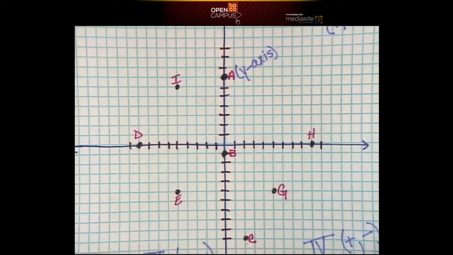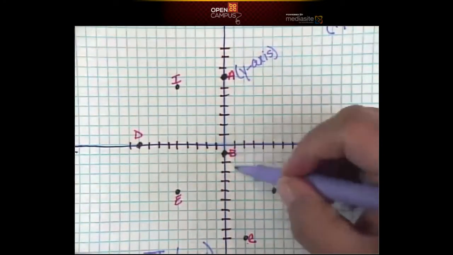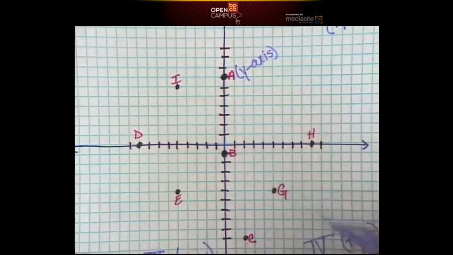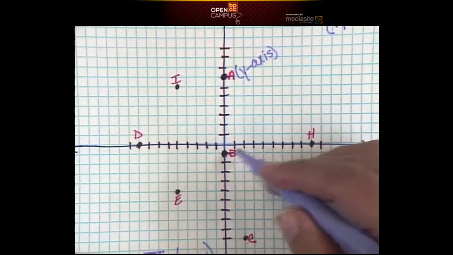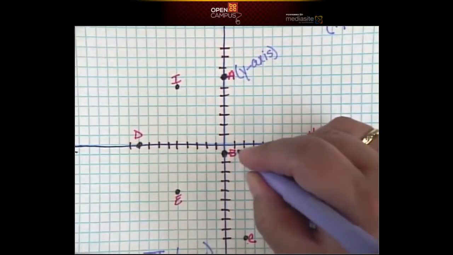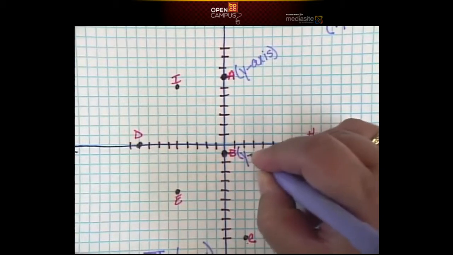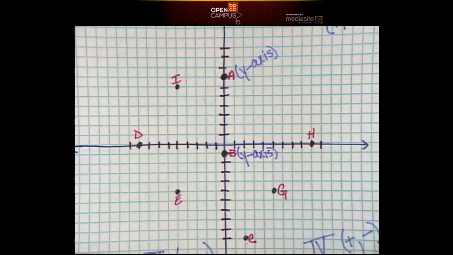All right, let's look at letter B. Where is point B at? Oh, there it is. Here's point B. Where is he? Again, he is on the y-axis. You can't split it up, half to the left, half to the right, and say he's in quadrant 3.5. No, we don't say that. He's on the y-axis.